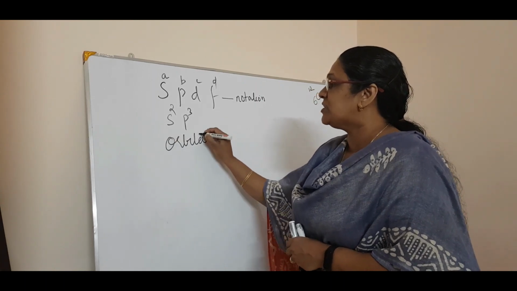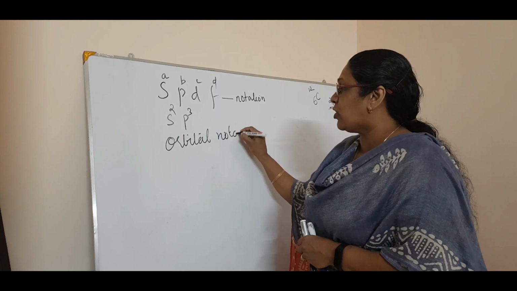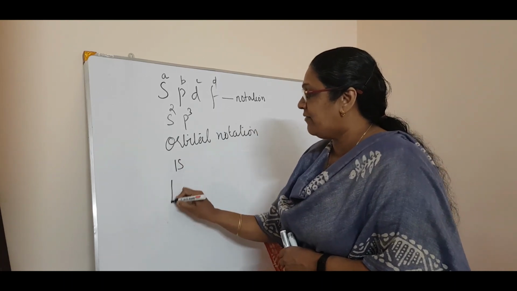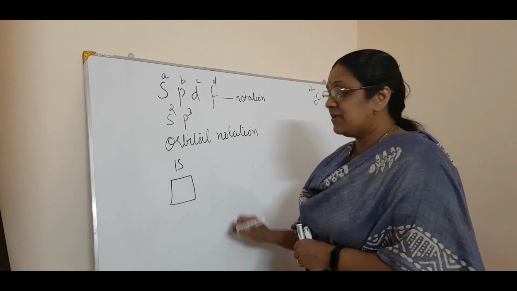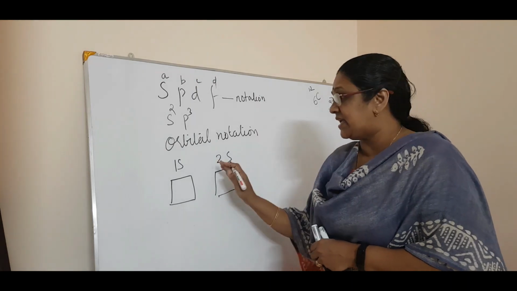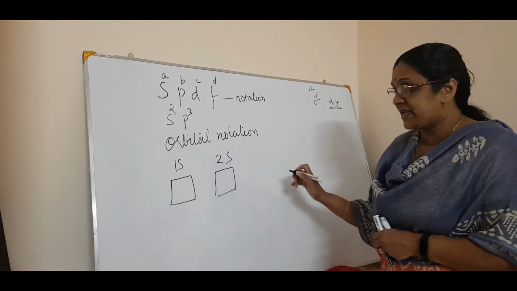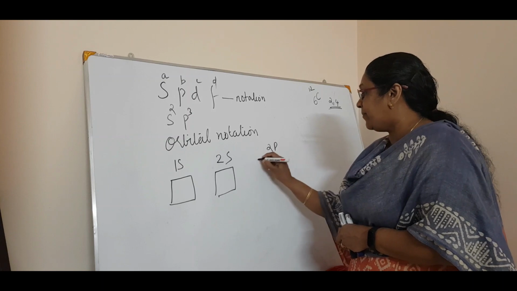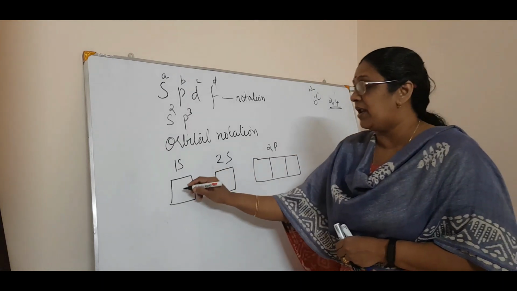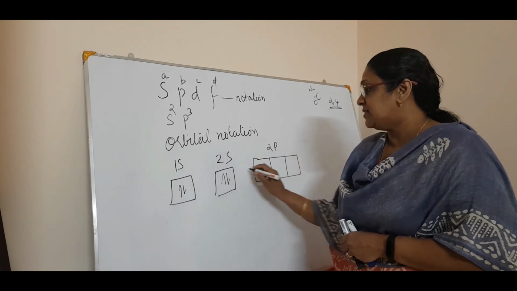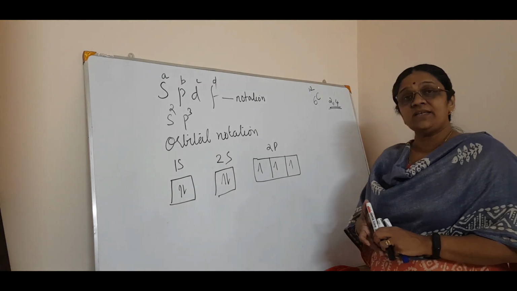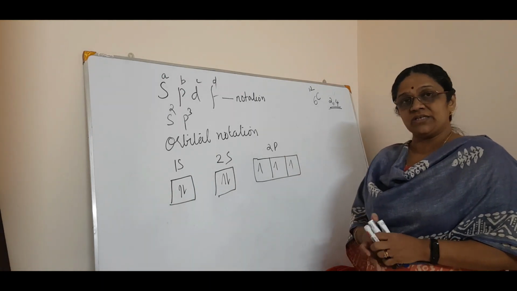Now, how will you go for this orbital notation? For example, if it is 1s, you can have like this 1s. If it is 2s, you can have s, because only one orbital is there for s. You know, right? Spherical in shape. Now, if it is 2p, you can have 3 orbitals, and then you can fill according to the rules. So that is the orbital notation. So, in 2 ways you can write this electronic configuration.